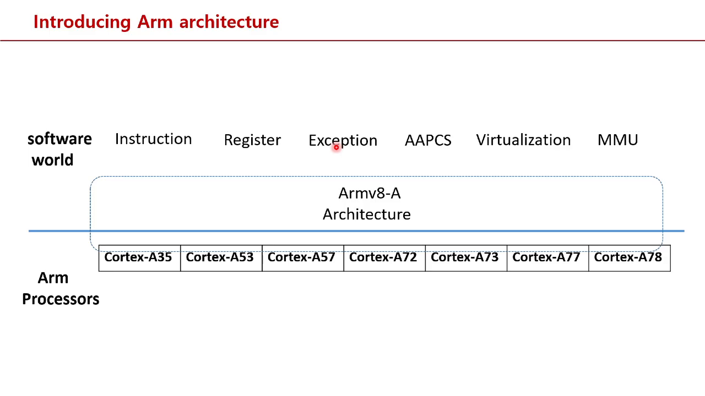Another important thing we have to remember is that in the software world, we can only think about the architecture. Architecture means the viewpoint of software to control the ARM processor. But when you look at the actual product line of ARM processors, you can see the Cortex-A35 processor, the Cortex-A53 processor, and so on; this product line is included in the A profile of ARM processors. The important point is that all these ARM processors are included in the ARM version 8 architecture.